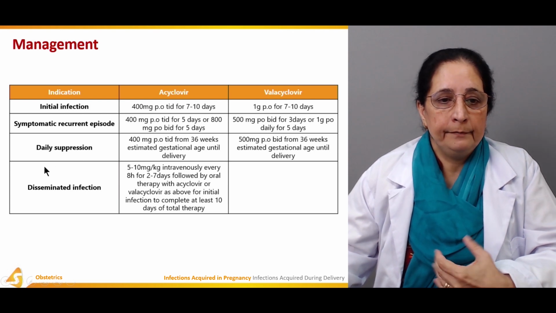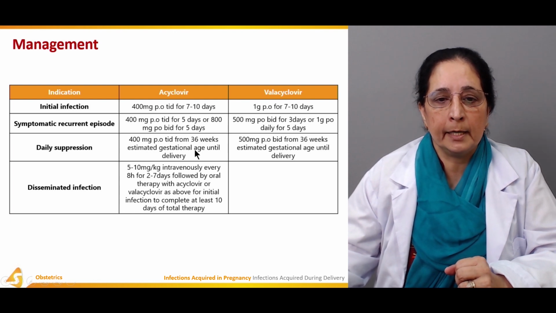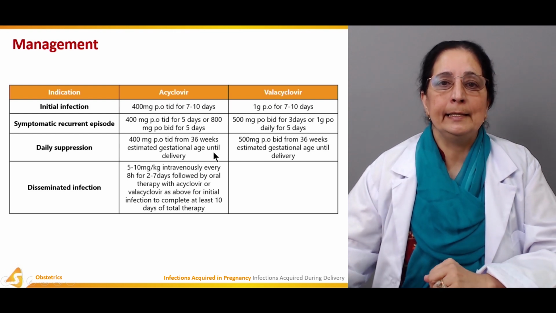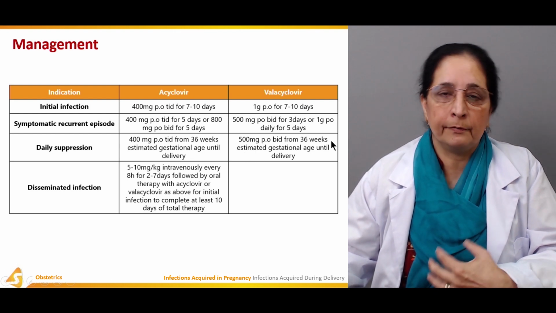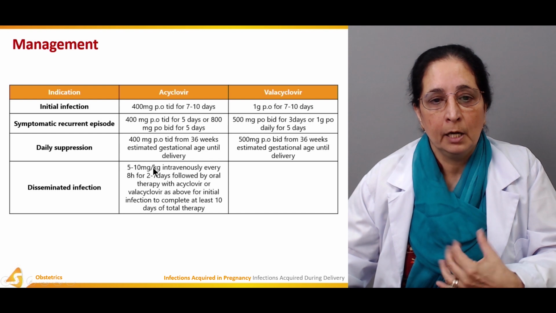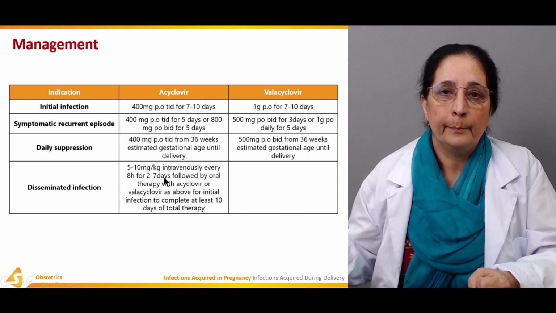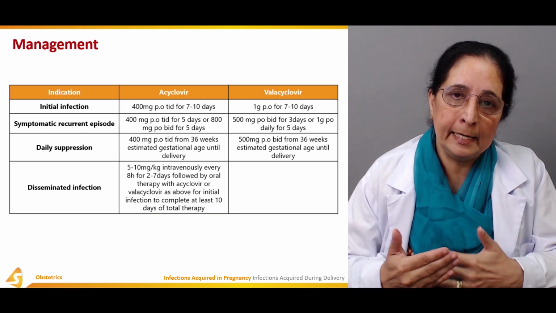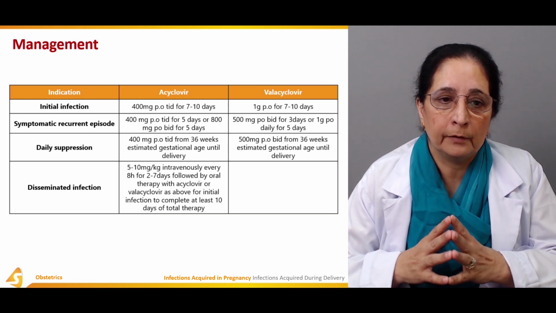For daily suppression, we use acyclovir 400 milligrams from 36 weeks gestational age until delivery. And then valacyclovir again is 500 milligrams 2 times a day from 36 weeks onwards. And in cases of disseminated infection, we only use acyclovir, no valacyclovir, 5 to 10 milligrams per kilogram intravenously for 2 to 7 days. So all these are different indications and dosages, how much is used under different conditions of the infection.